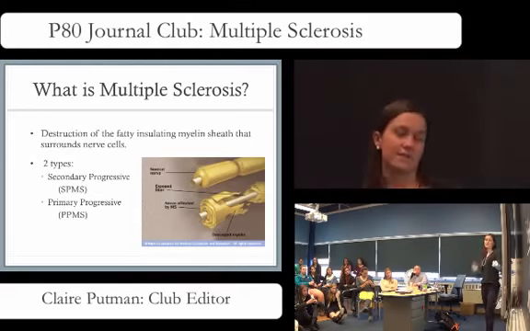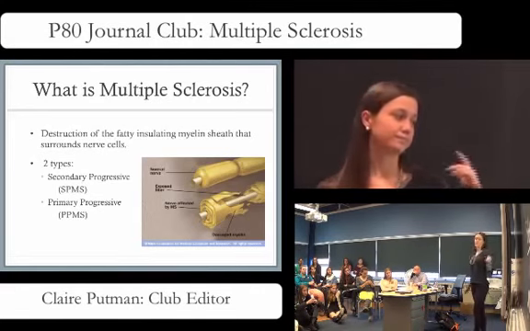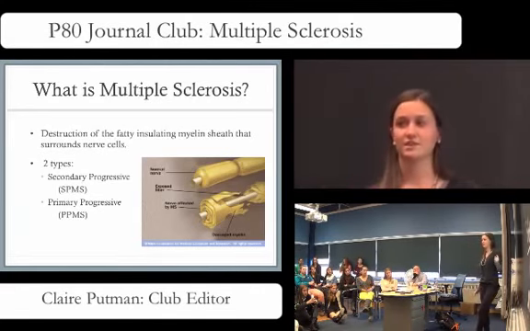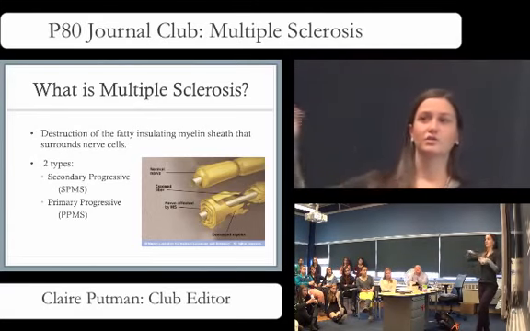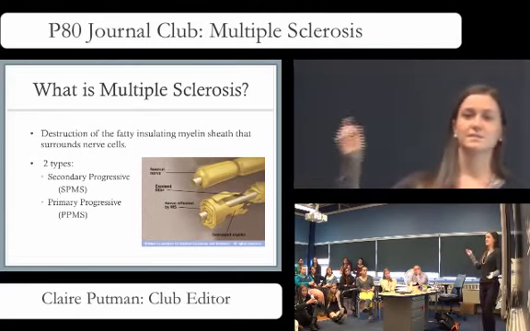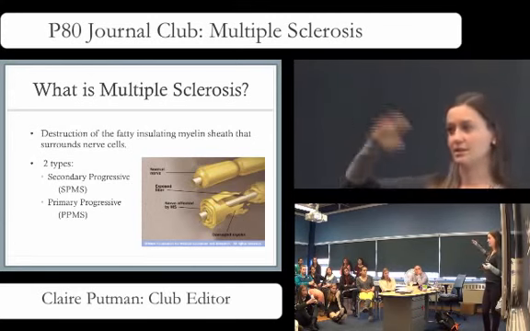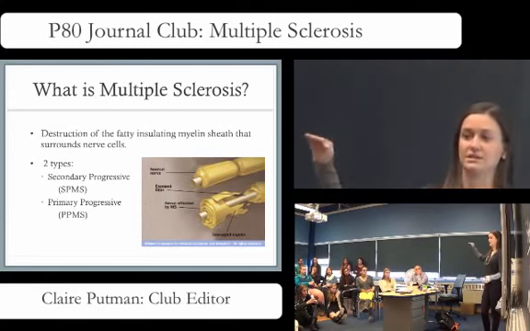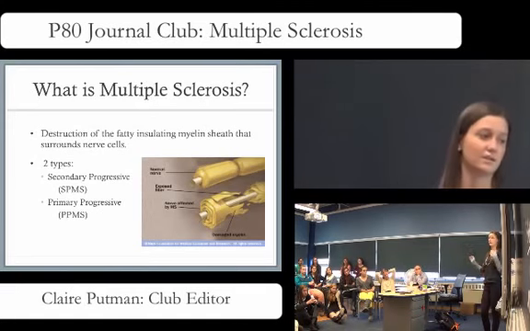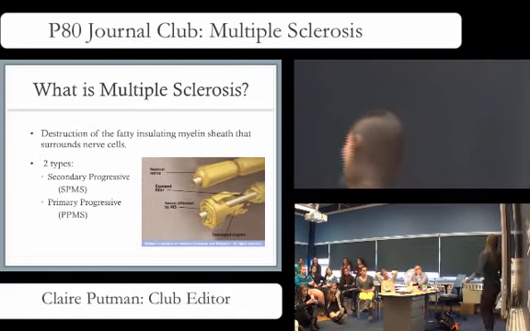And then there are two types of MS that they talk about in this paper. The first one is secondary progressive MS, which means there is a gradual increase in the severity of the disease, but it goes up and down as it goes, while primary progressive is just a steady increase in the disease. So you just keep getting worse until basically you die.